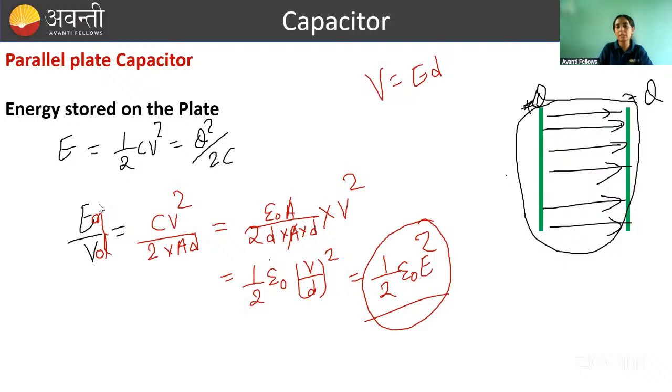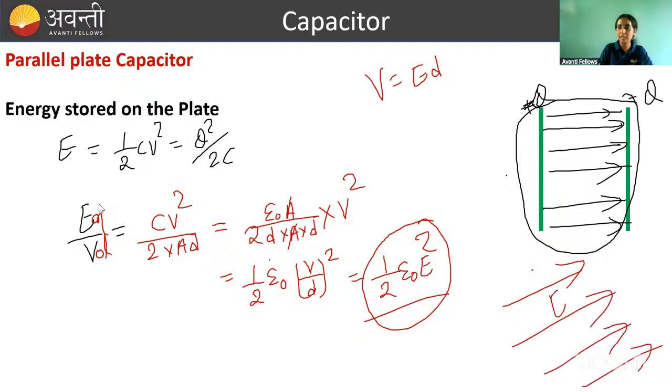सो कभी कभी तुमसे ये पूछता है कि there is random some electric field, let's say electric field is E, then what is the energy stored per unit volume? You will simply say half epsilon naught E square. ठीक है? So this is this. अब तुम्हें कैपेसिटर थोड़ा और समझ में आया होगा.